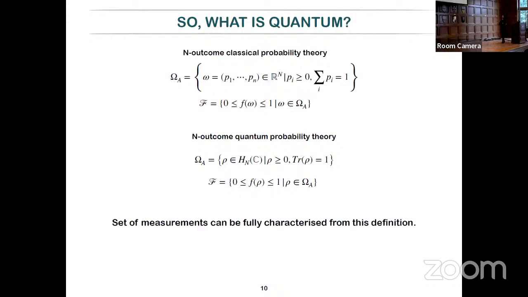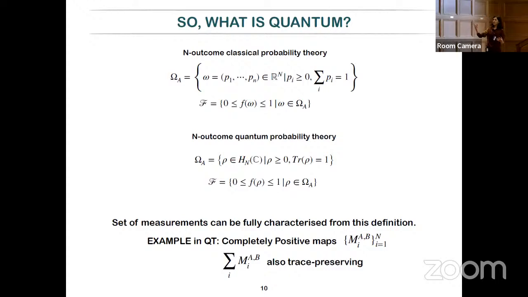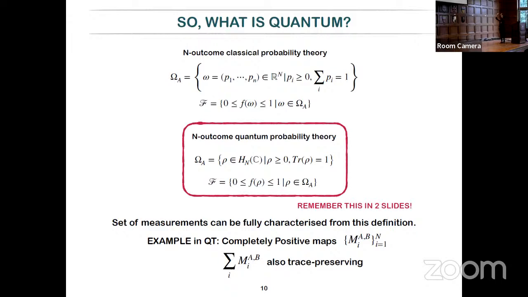Okay, so again, I want to stress that the set of measurements can be fully characterized from this definition. So you can find an explicit form of what the measurements are. In quantum theory, for instance, this can be written as completely positive maps. What do we mean by completely positive map? It's a map that maps a positive operator, like rho, into a positive operator, and whenever I add auxiliary Hilbert spaces, this also maps a positive operator to a positive operator. In addition, i is the classical outcome, and when I sum over all possible outcomes, it also preserves the trace. Now, I just want you to remember this, because it will be useful in a couple of slides.